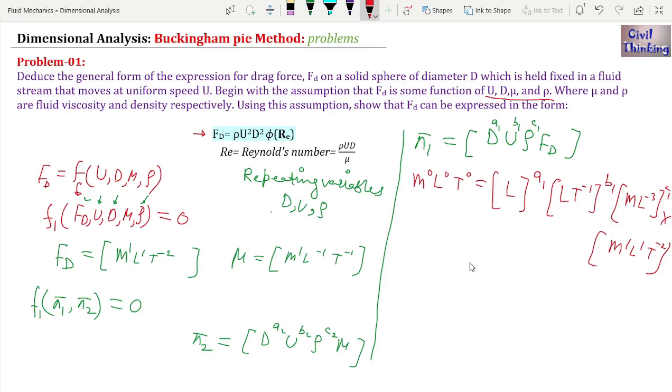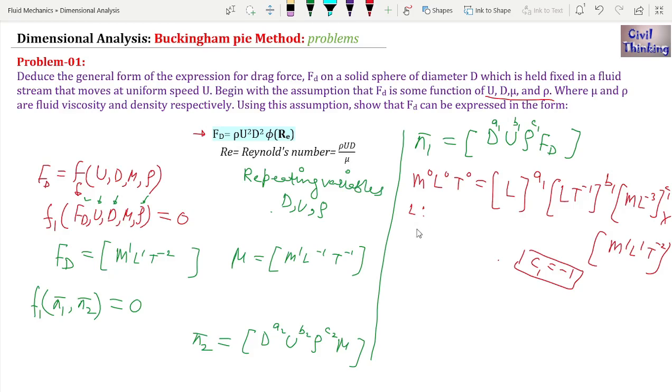Now let's compare the power of m in each term. Here the power of m is 0. 0 is equal to, where is m? Here is m power c1, so it is equal to c1, and here is plus 1, right? So here I will get c1 to be minus 1. Now let me compare the power of L. What is the power of L here?